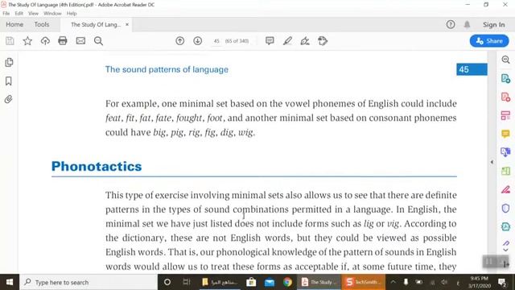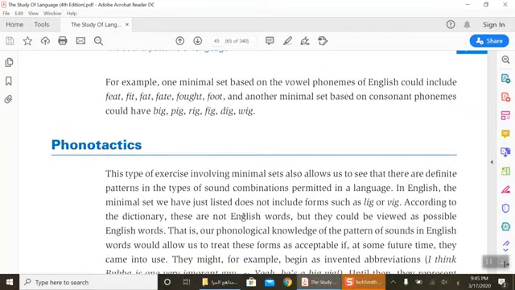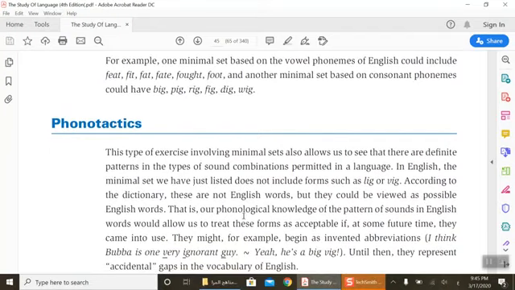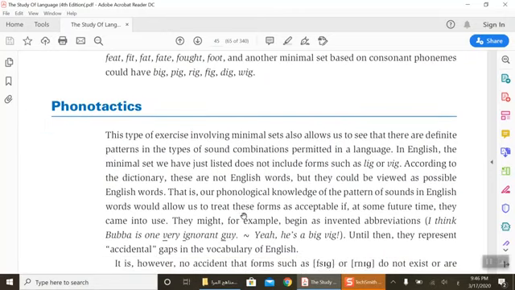We come to this word, phonotactics. What is the definition of phonotactics? Let's see. This type of exercise involving minimal sets also allows us to see that there are definite patterns in the types of sound combinations permitted in a language. In English, the minimal set we have just listed does not include certain forms.